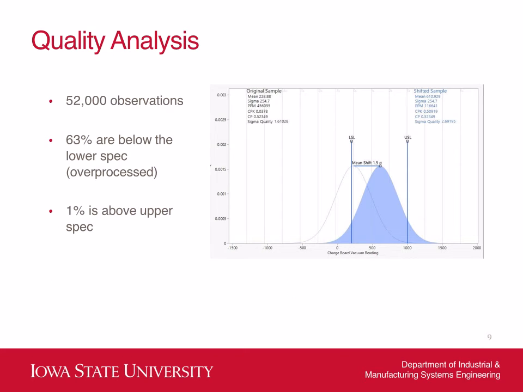After the design of experiments, we performed a process capability analysis with the company's quality data and found that their process was not capable. 63% of units are currently being overdrawn below the lower control specification limit. We then created a way to reduce the variation of the process.